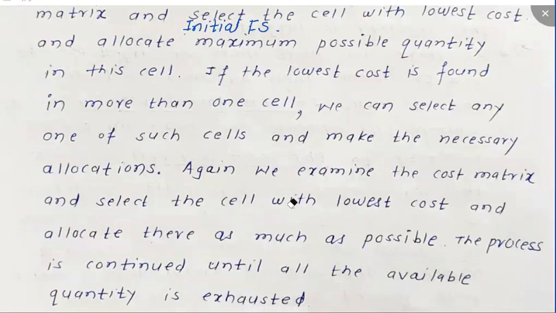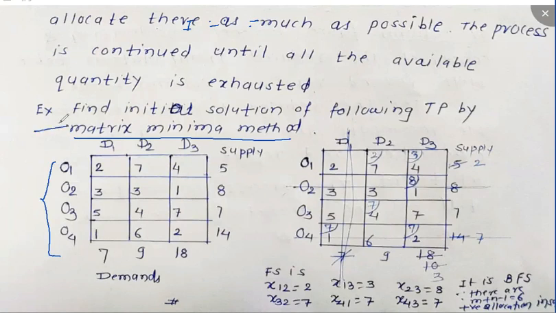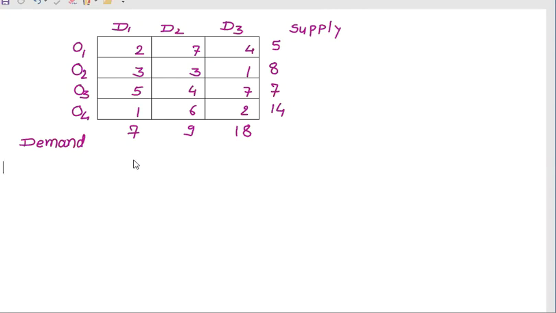Let us solve one example on this method. We will solve the same example: find the initial solution of the following transportation problem by the matrix minima method. This is the same example which we solved using the northwest corner rule. Now we solve it using the matrix minima method, or lowest cost entry method.